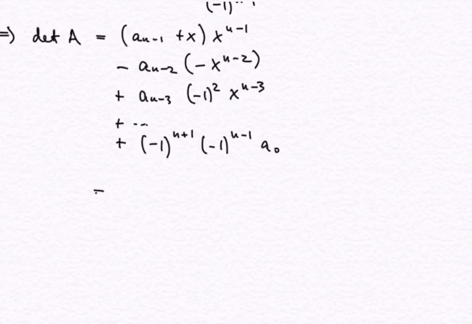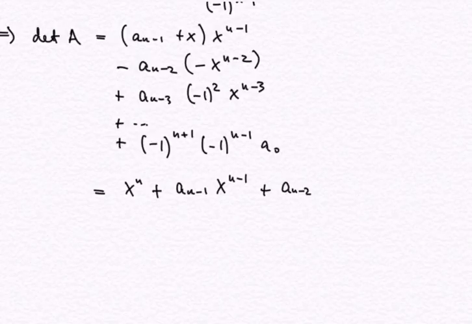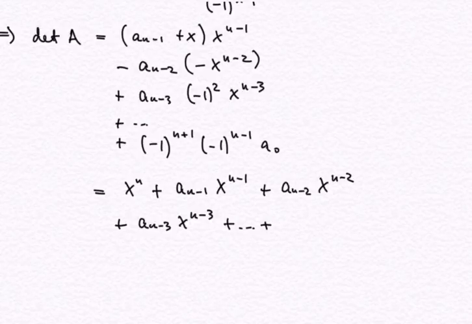What do we have? x to the power of n plus a n minus 1 times x to the power of n minus 1 plus, which is minus minus, a n minus 2 times x to the power of n minus 2 plus a n minus 3 times x to the power of n minus 3 plus and so on, plus, this of course is minus 1 to the power of 2n, so this is an even number, 2n, so this is plus a0. That's a polynomial with coefficients a n minus 1 through a0.